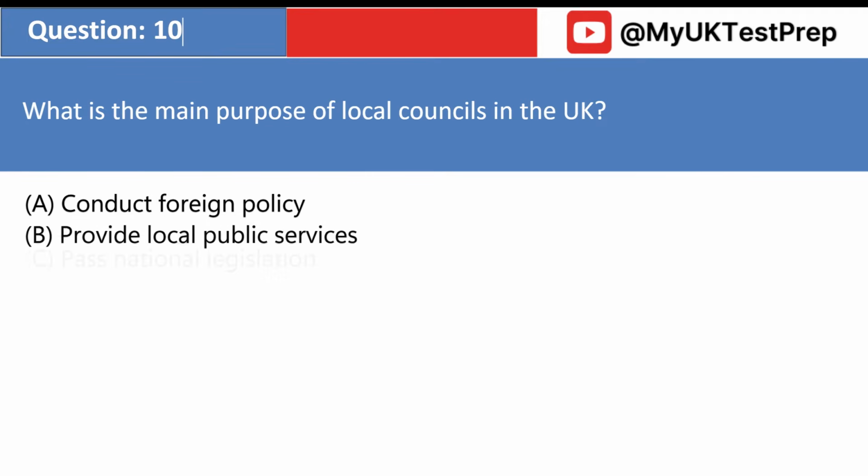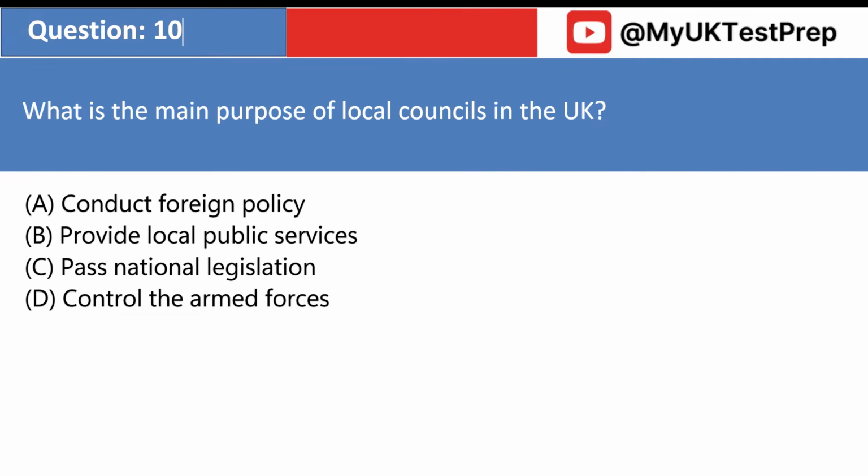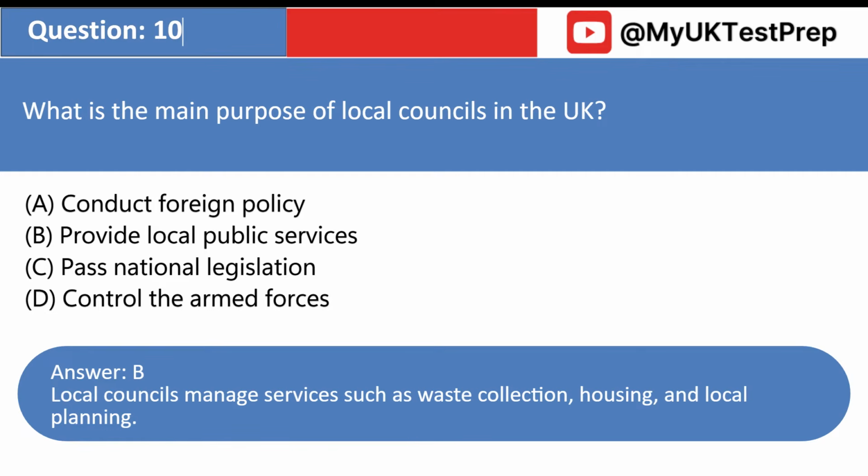What is the main purpose of local councils in the UK? A. Conduct foreign policy. B. Provide local public services. C. Pass national legislation. D. Control the armed forces. Answer: B. Local councils manage services such as waste collection, housing, and local planning.